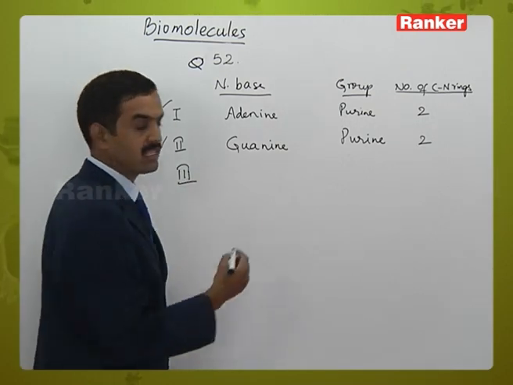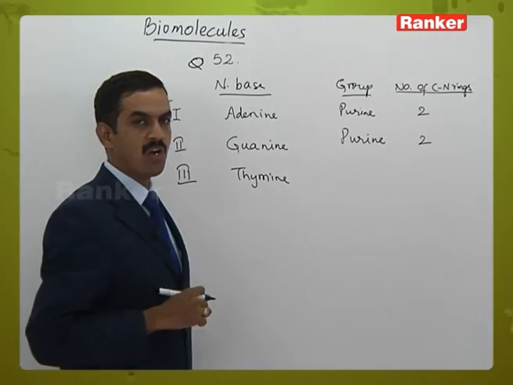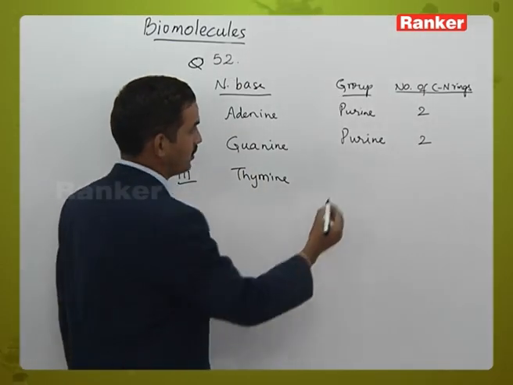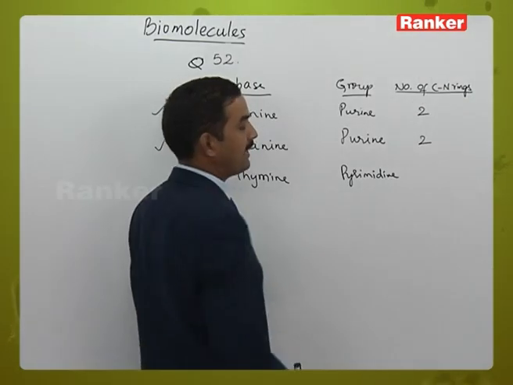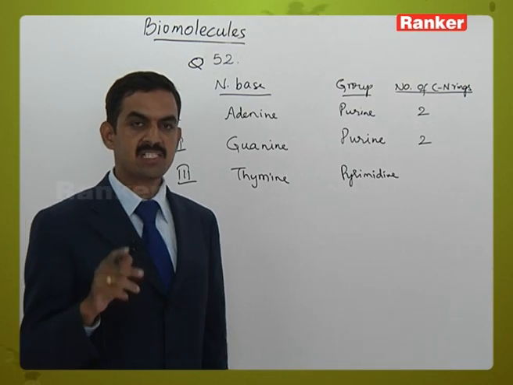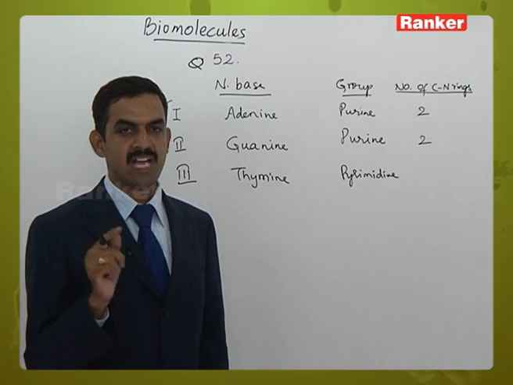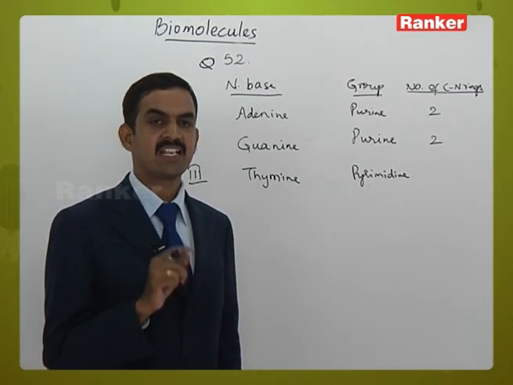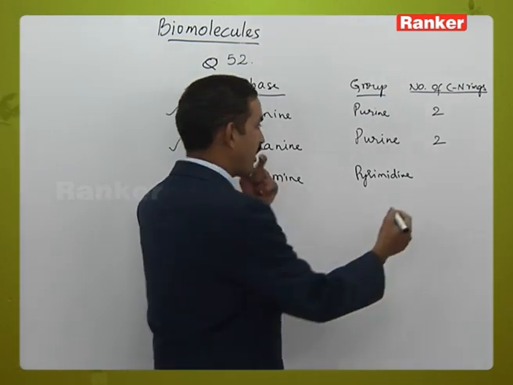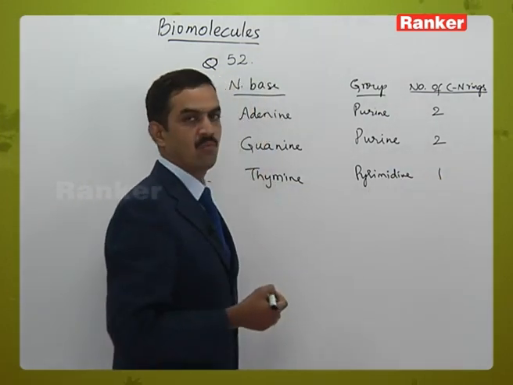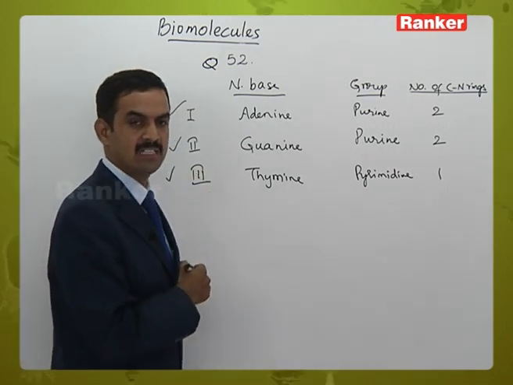Then third one is thymine. Thymine is a type of pyrimidine molecule. So it belongs to the group called pyrimidine. And as it is a pyrimidine, it contains only 1 carbon nitrogen ring. It is a heterocyclic compound, but it contains only 1 carbon nitrogen ring. That's the reason why the number of carbon nitrogen rings is only 1 here. So here whatever options have been given in the question are correct.